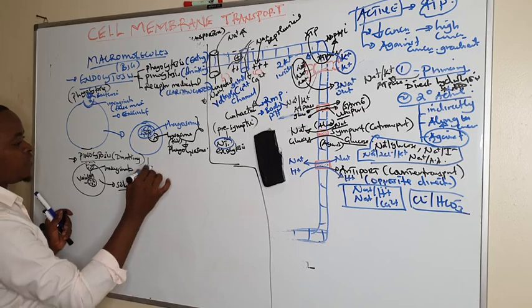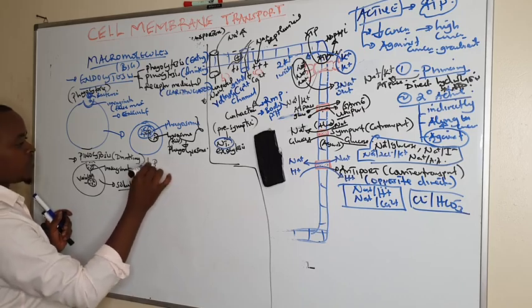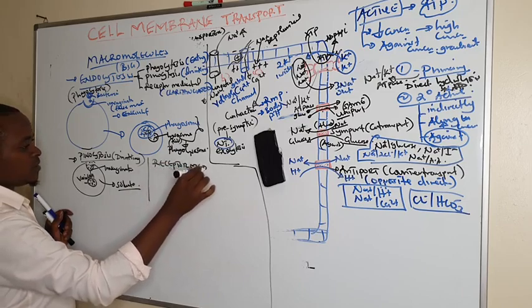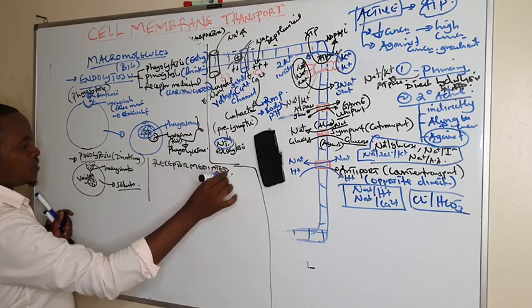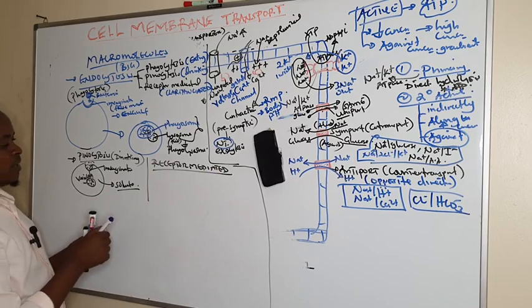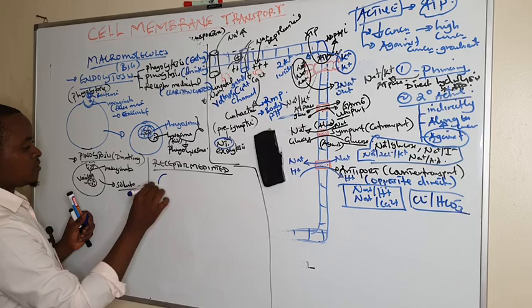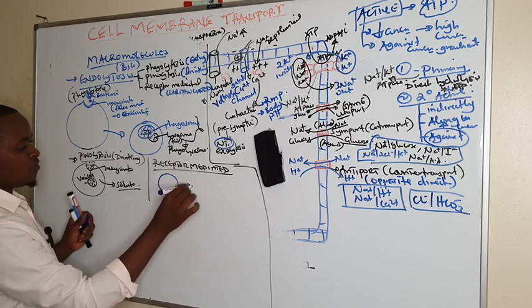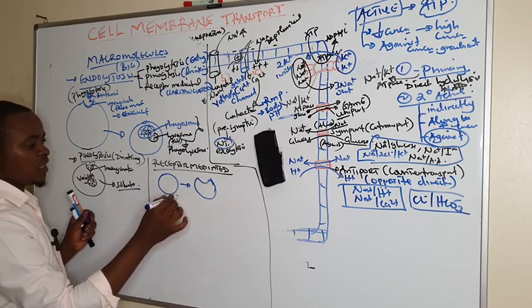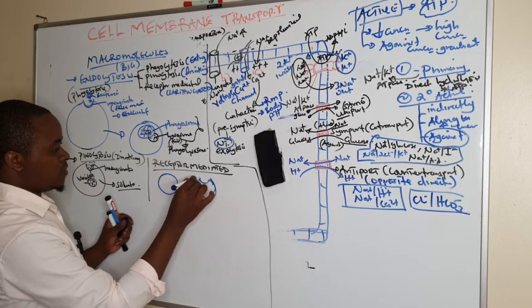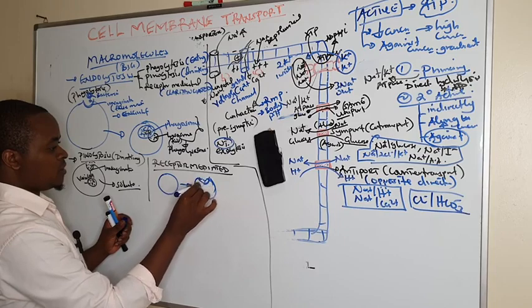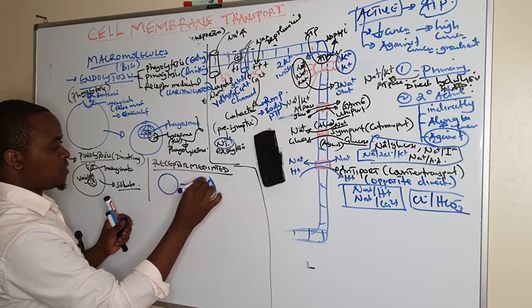This one is somewhat different from receptor mediated endocytosis, whereby we are using clathrin pits. If I have a cell, this cell is going to form a pit, and this pit has receptors. It has clathrin pits. This is a clathrin pit with receptors.